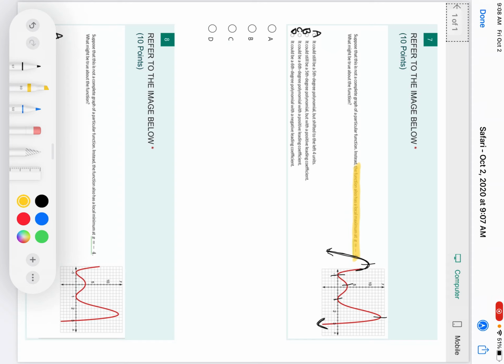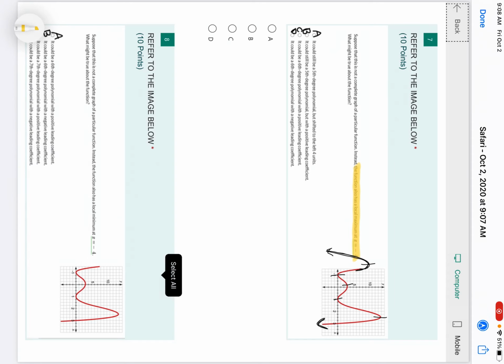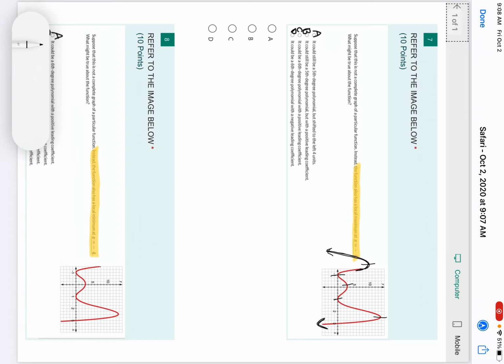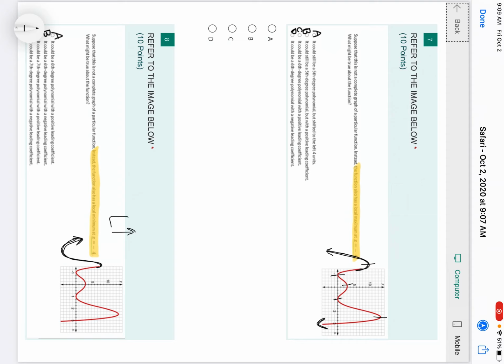Now, for number 8, it is the same thing, except it says the function has a local minimum. So remember, minimum is the lowest point. So it may look something like this. Okay, now the left end is pointing up and the right end is pointing down, and it has 1, 2, 3, 4, 5, 6 max or min values. So use what you know again from the trick and the max and min value trick to determine your answer.